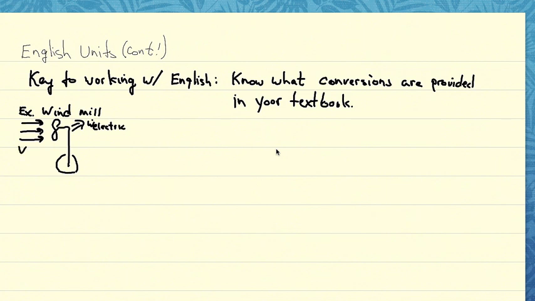And the windmill takes the kinetic energy, the velocity of the wind, which, since we want to understand English units, would have units of feet per second. And it would be flowing at a flow rate, which, again, in English units, would be pound mass per second.